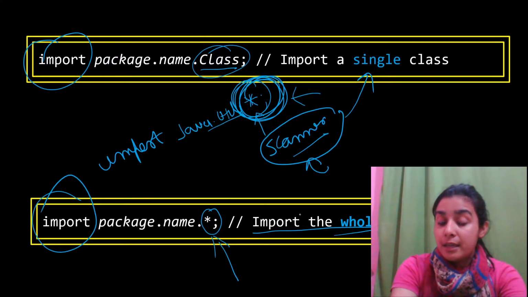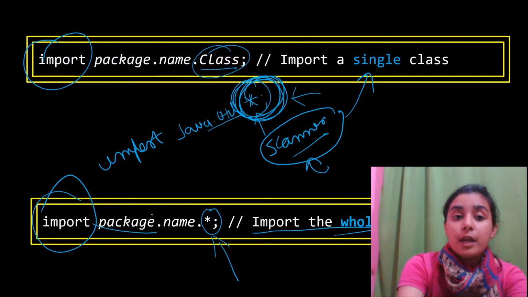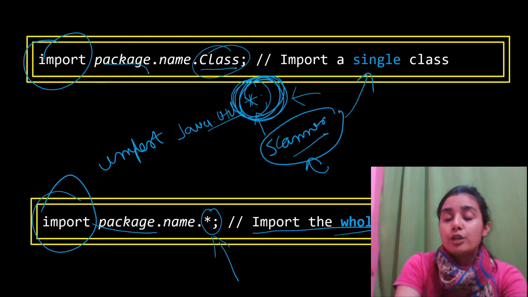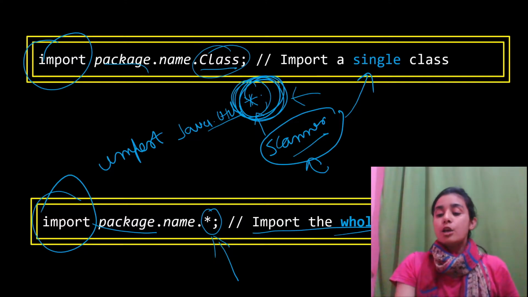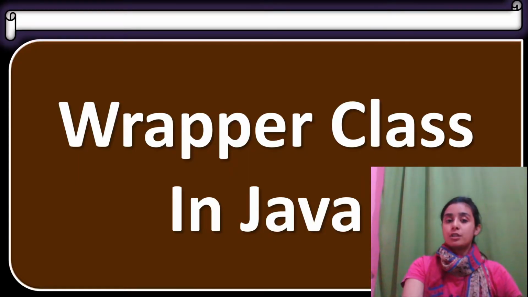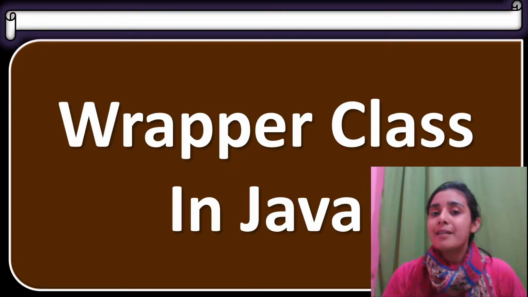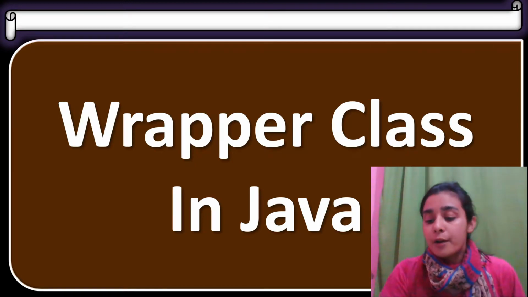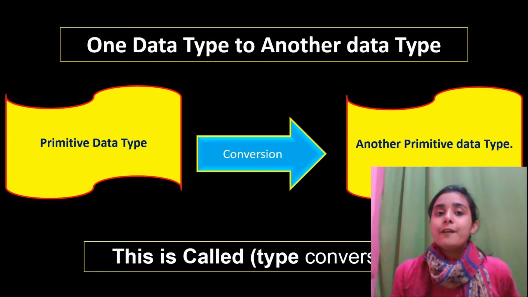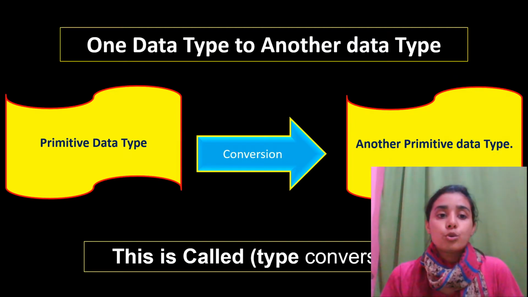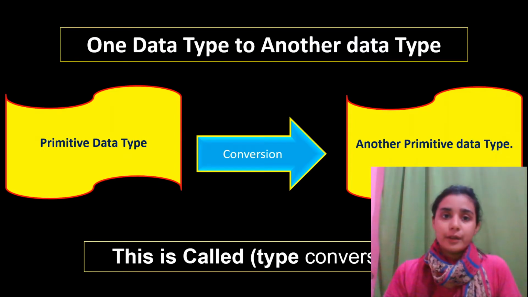Import is firstly a keyword, and we are using it to import a package. So this is all about this. Now I'm moving to the next thing, that is, what are the wrapper classes. Wrapper class means if I'm just asking you to convert one data type into another data type.